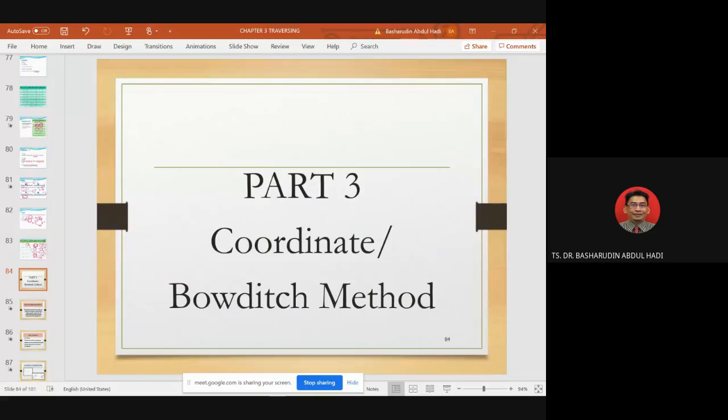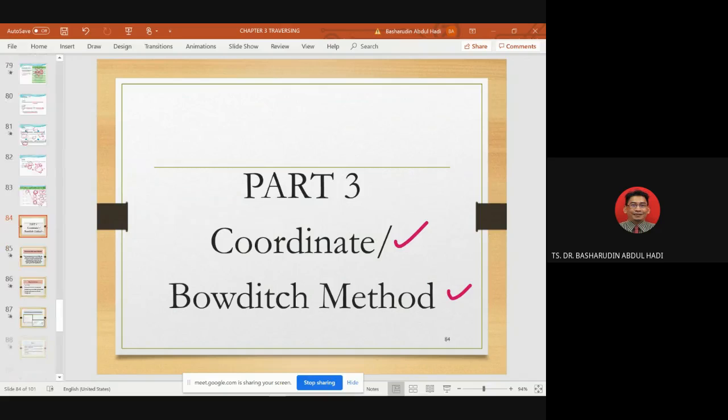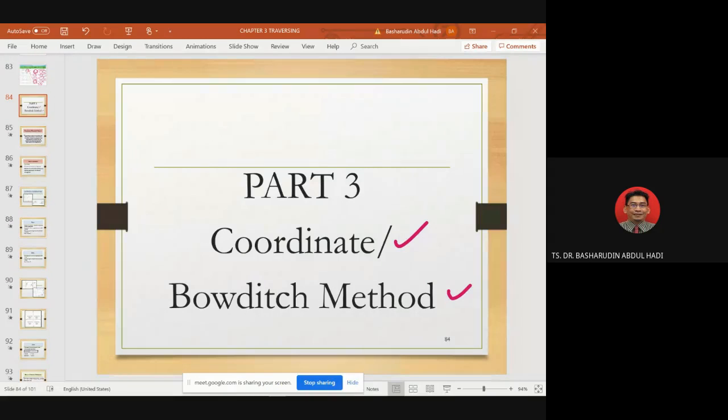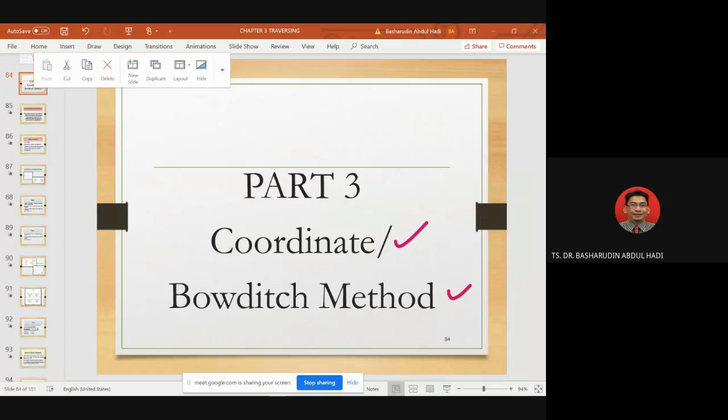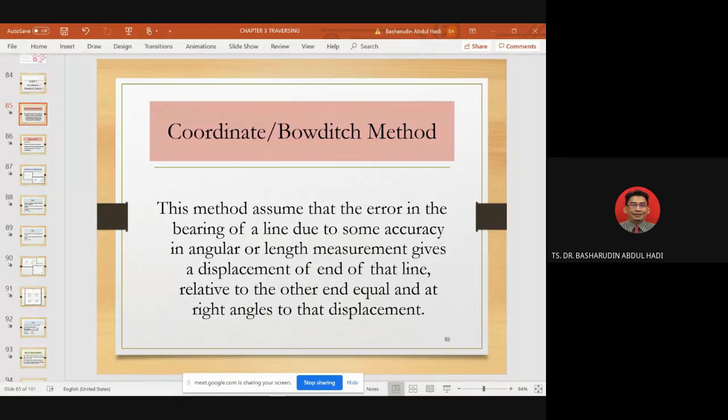This one is the mean bearing method. Another one, we have the coordinate or Bowditch method. And you must know every method here because your questions will be asked to cover all of chapter 3. Okay, how does the coordinate Bowditch method work? Again, why do we do this? Because again, the theodolite cannot give you a perfect answer.